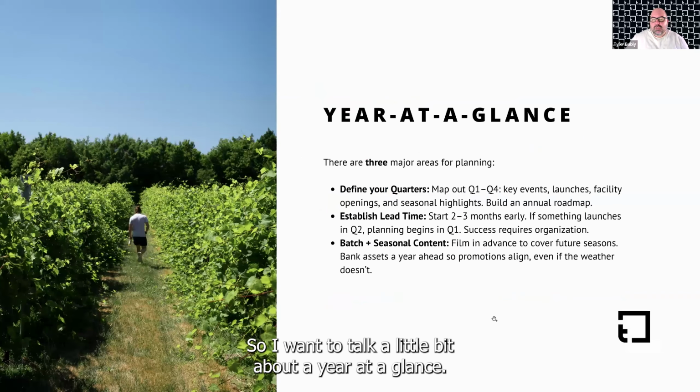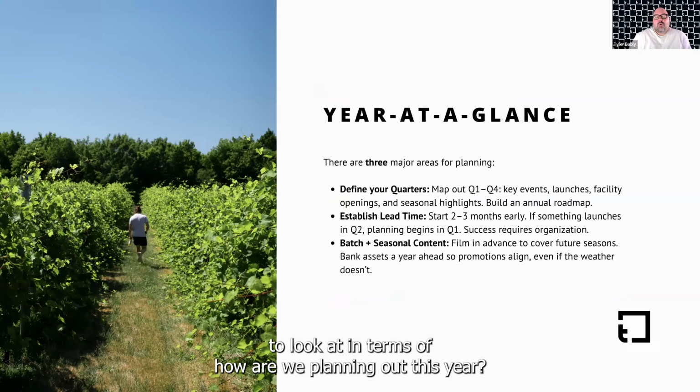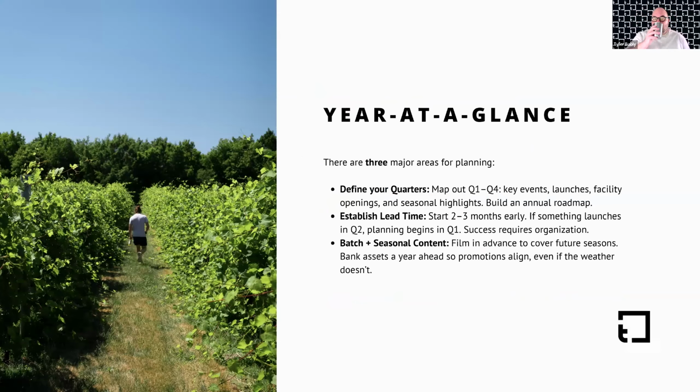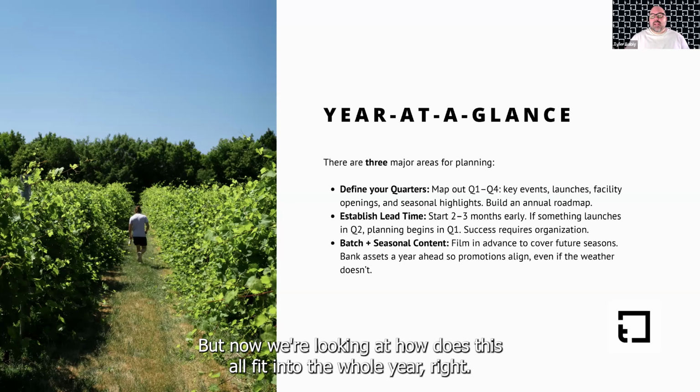So I want to talk a little bit about a year at a glance. When we're looking at planning out our year, there are a few areas that we really want to look at in terms of how we're planning this year. So we've thought about some of our live events, we've looked at some of our content pillars, we've decided these are the things that are key to us in terms of how we want to express ourselves and the information we need to get out there. But now we're looking at how this all fits into the whole year, right?